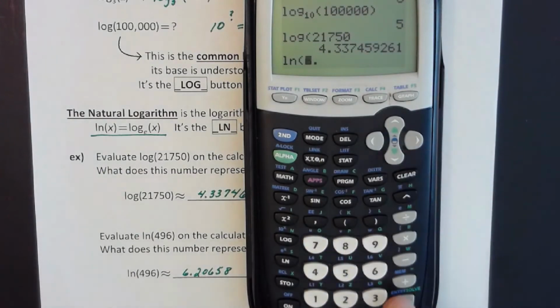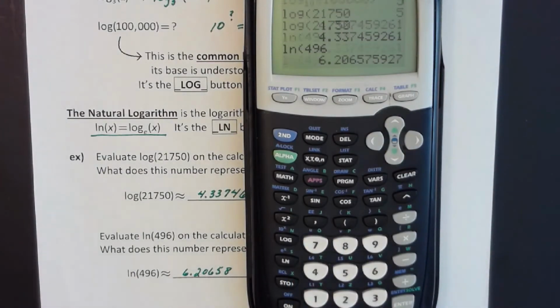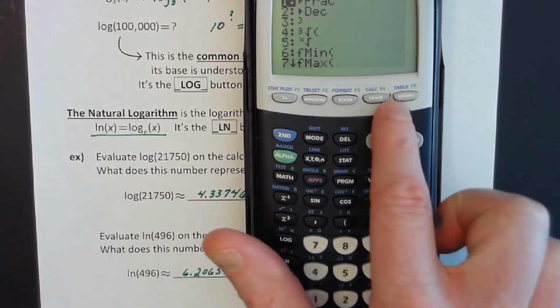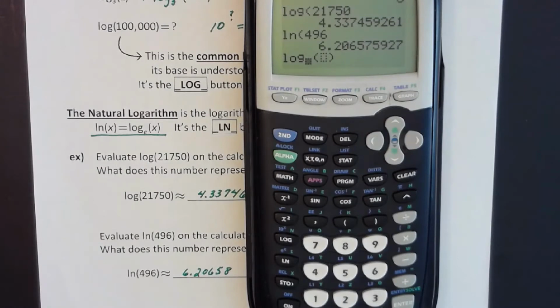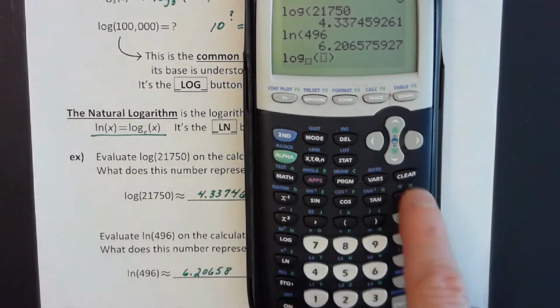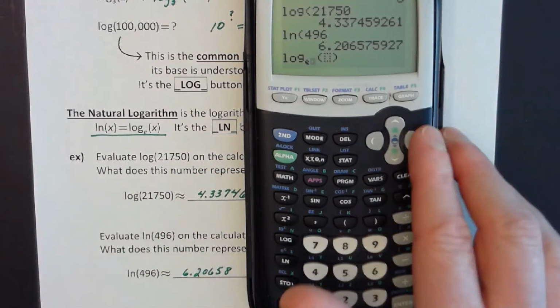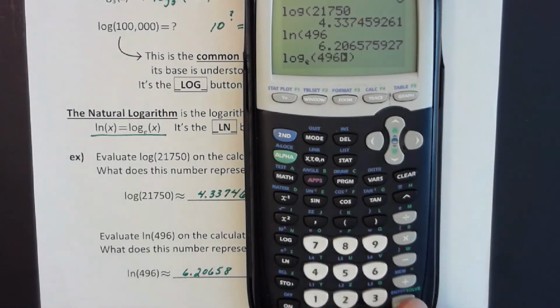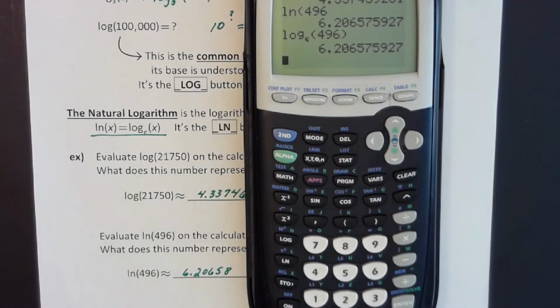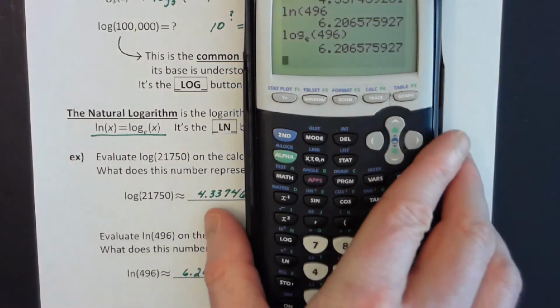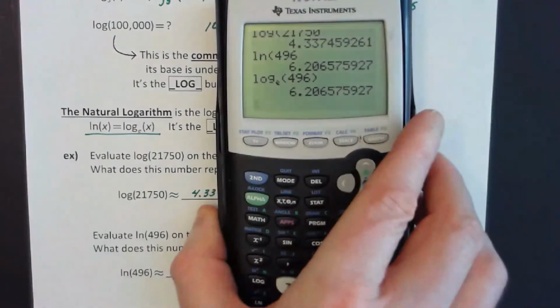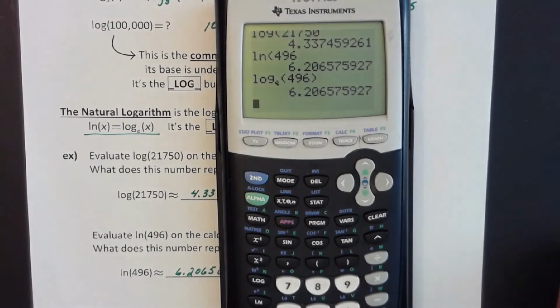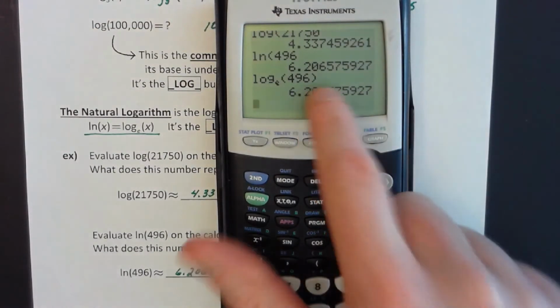The natural log of 496, and I can do it like that. Now, let's see, could I also do the log base? You have e as a button on your calculator. It's right here. Log base e of 496 should be the same answer. And it is. This is just me trying to show you that natural log is nothing more than log base e. That's telling us that we would have to raise e to the 6.20657 power in order to get 496.